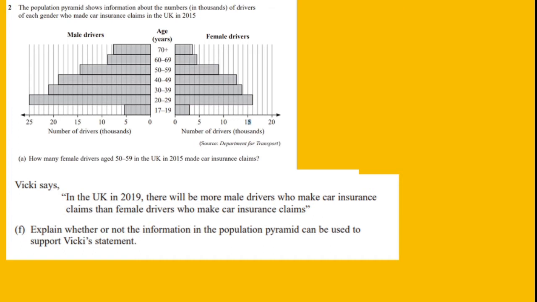Vicky says in the UK in 2019, there'll be more male drivers who make car insurance claims than female drivers who make car insurance claims. Explain whether or not the information in the population pyramid can be used to support Vicky's statement. No, you can't, because it's for 2015 and 2019 is a totally different year. The easier way to explain it: imagine that it was for 2020. It'll be totally different because, obviously, due to the pandemic, there's a totally different number of drivers on the road.